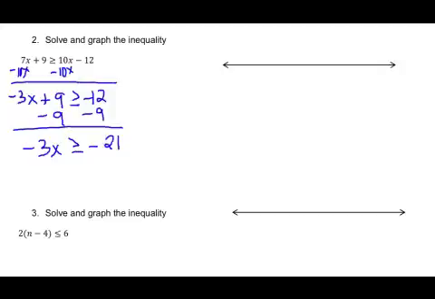And then lastly, again, we want to get x by itself, so we're going to divide by a negative 3. Now this is just like we just talked about. Whenever we divide by a negative, we have to flip the sign. So x is less than or equal to a positive 7. So on our graph, we're going to put 7 on a number line. Since it is less than or equal to, we're going to have a closed circle, and we are moving to the left.